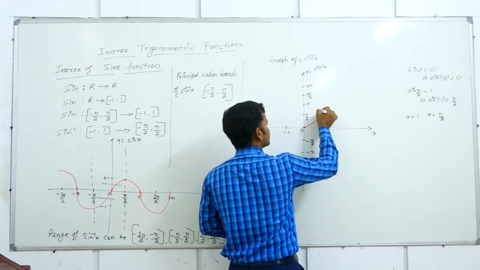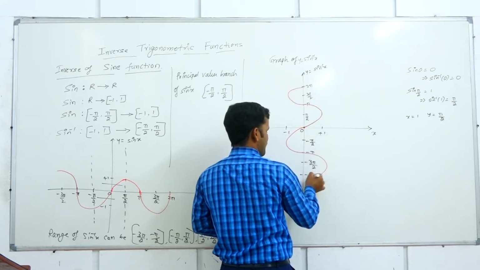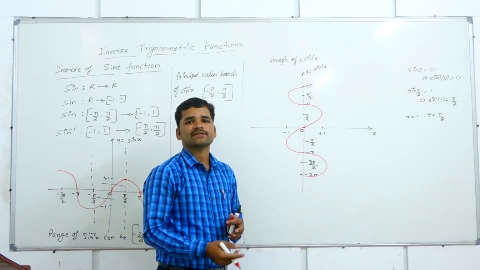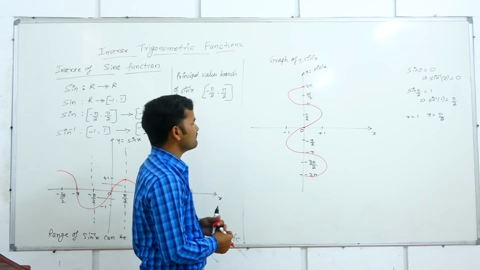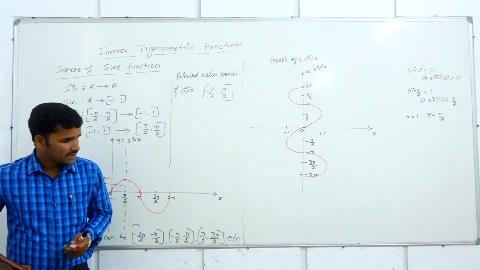Graph takes the path like this. This is how the graph of y is equal to sine inverse of x is. Fine. Now, according to the definition, what can we write?